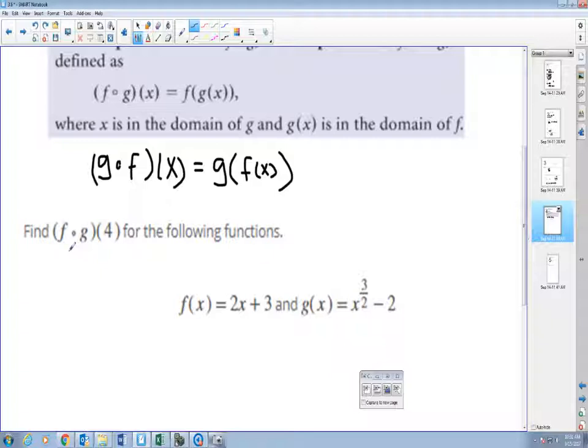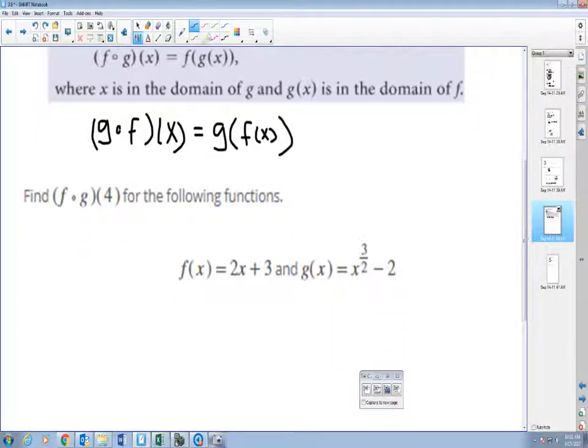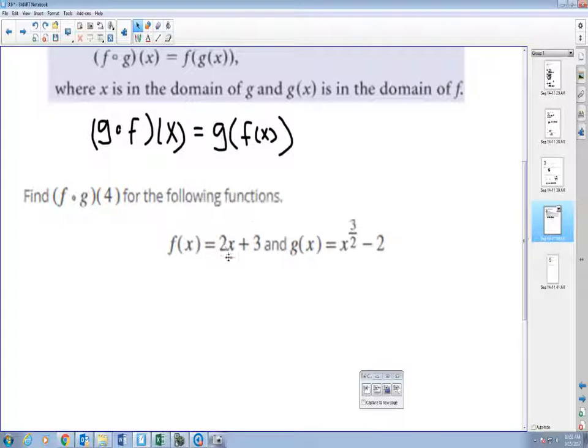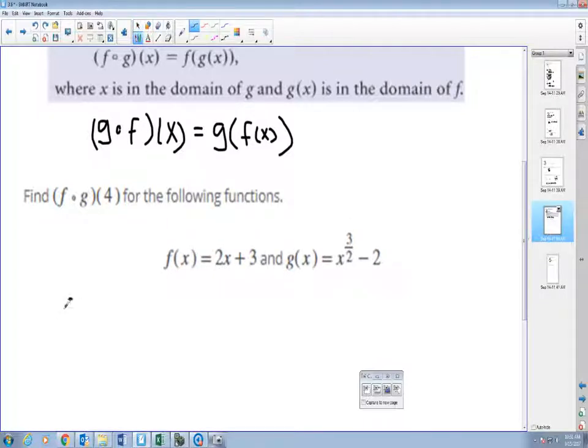So find f of g of 4. Okay, same thing as earlier, we've got to find the composition of the two functions first before we can evaluate. So I'm going to write it this way. I'm going to write x right here. So f of g means g is inside f.